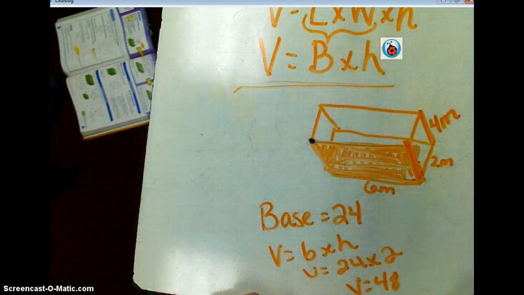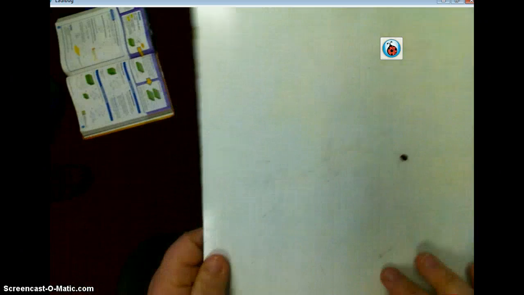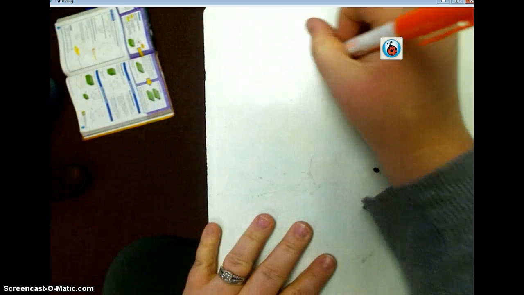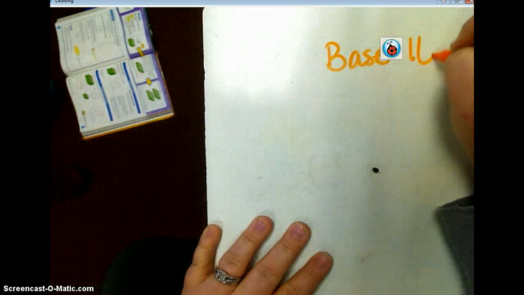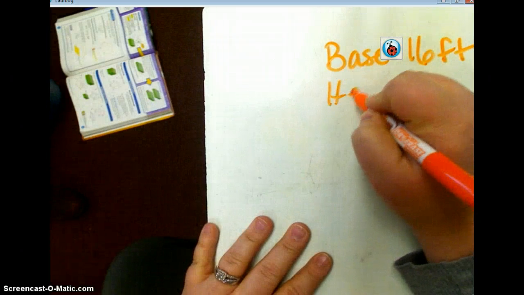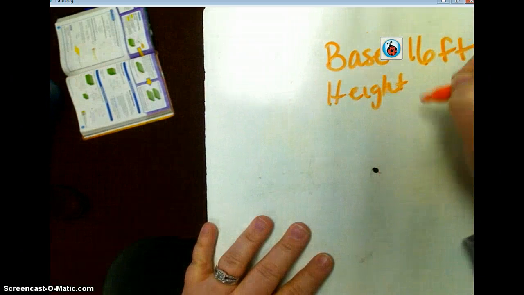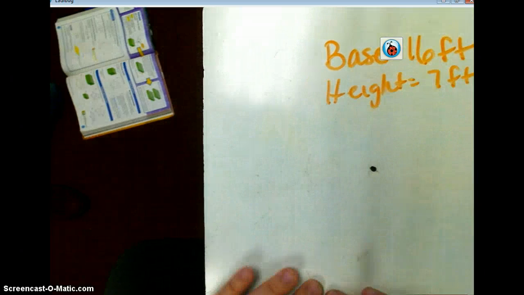So there are 2 different ways that we can use this formula. The reason I'm showing you that is sometimes in their homework they don't even show you the figure, but they'll tell you I have a base of 16 feet and I have a height of 7 feet. And it might tell you to find the volume.